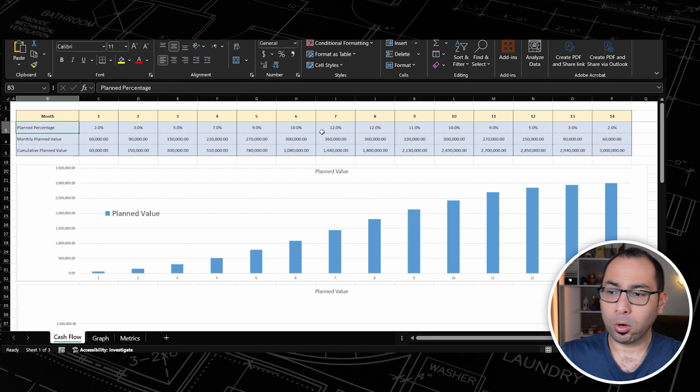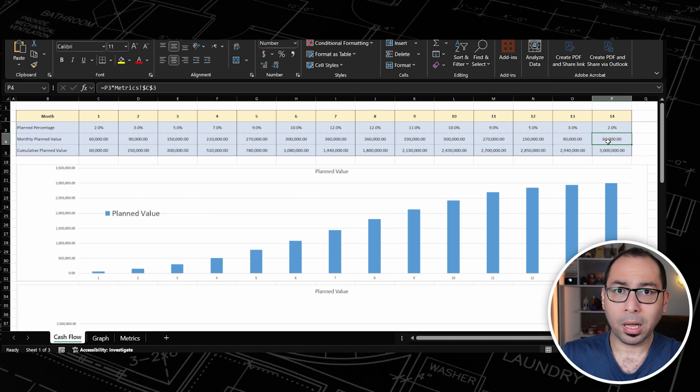From your program of work or from your time schedule, you know the time of each activity and every work in the project. And from your budget, you know the cost of these items. So basically, when you load the cost on your time schedule, you get the monthly planned value because you know every month what are the works that you will do. And from your budget, you know the cost of these items. So that's how you get the monthly planned value: for month number 1, 60,000 worth of works. For month number 2, 90,000, 150,000, 210,000, and so on until month number 14.